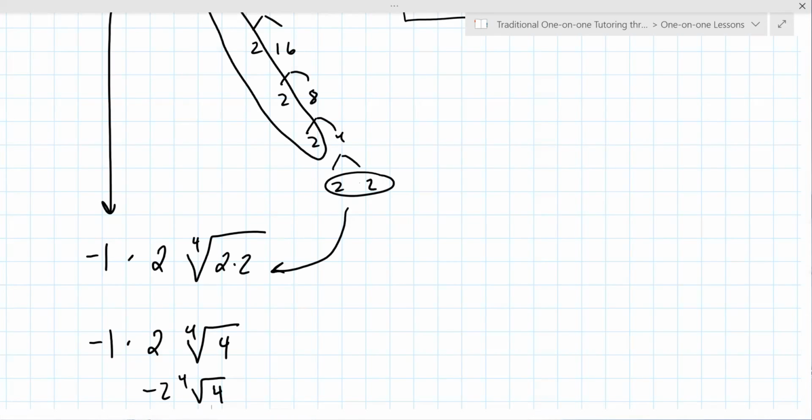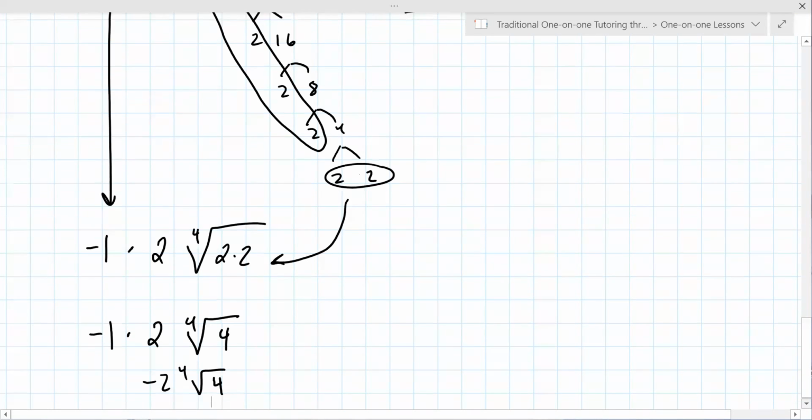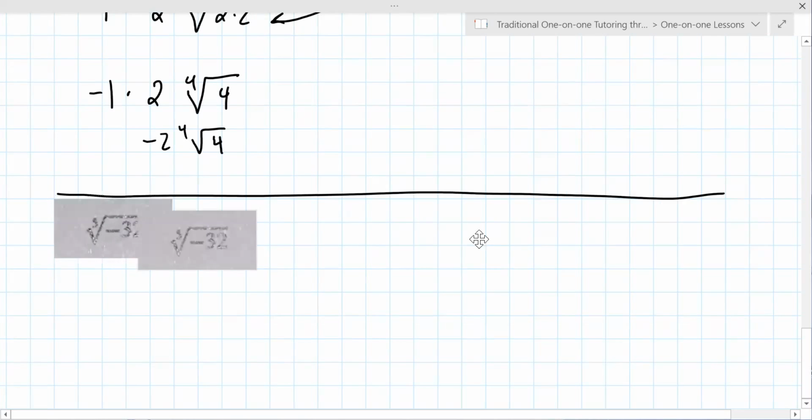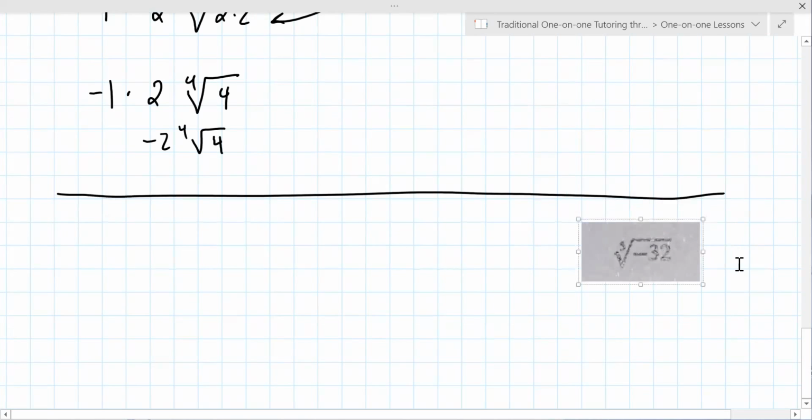Is that clear? Yes, it is. Okay, great. Let's do this other one here. Let me snip it in, but then let me make some declarations, and we'll do this problem. So this is an odd power. So you can take the odd root of anything. Maybe I should say all.